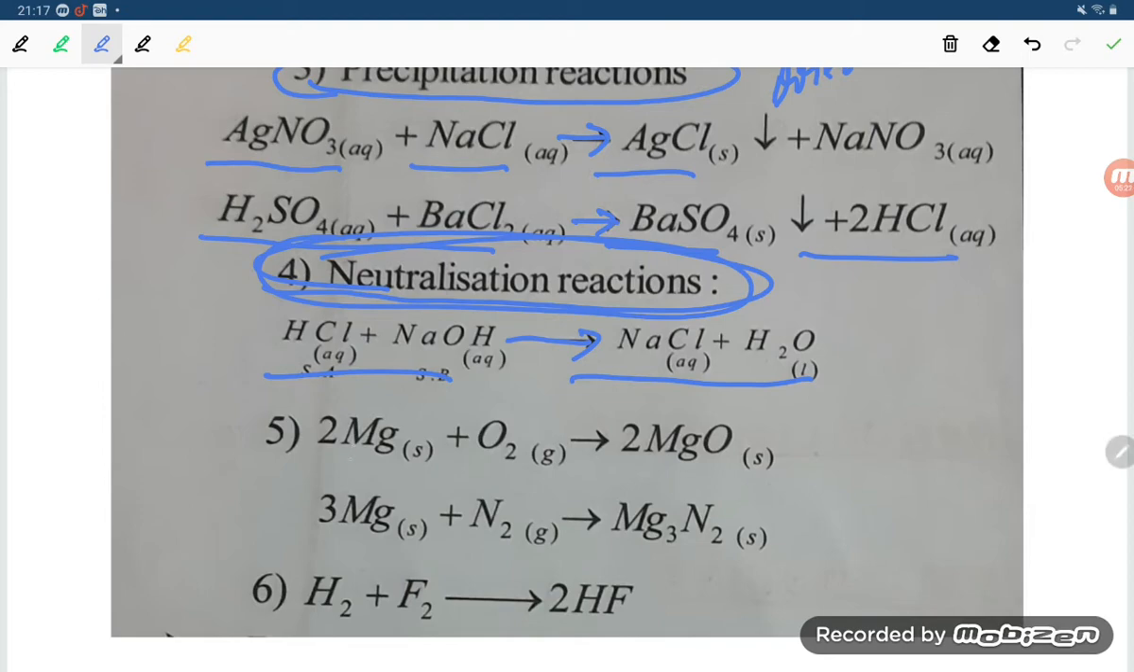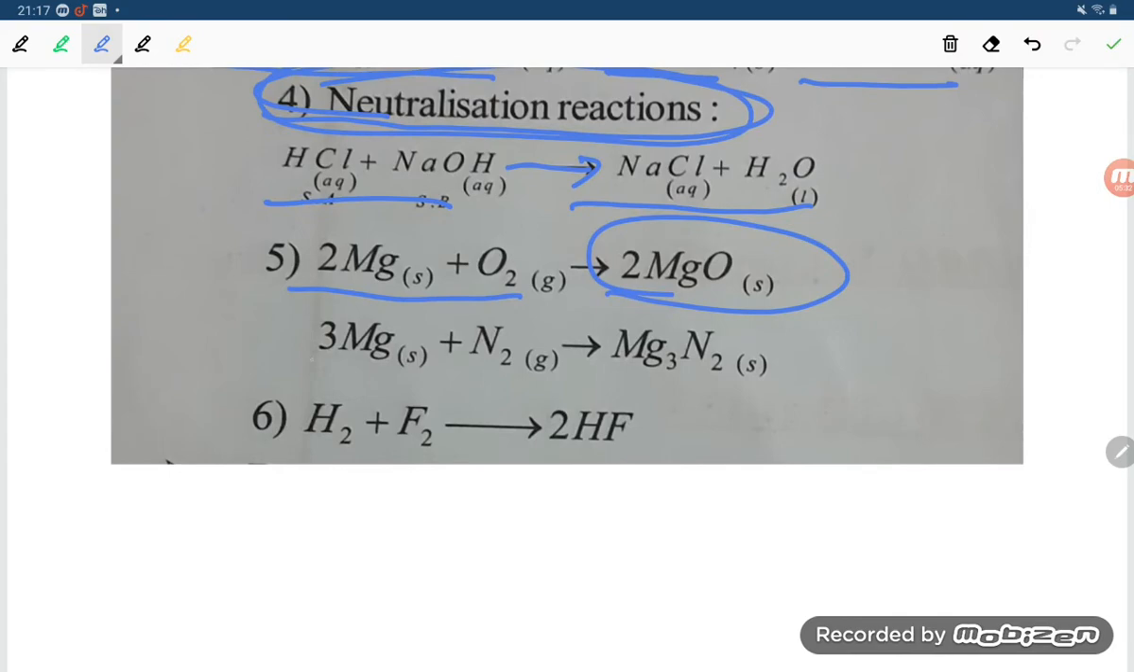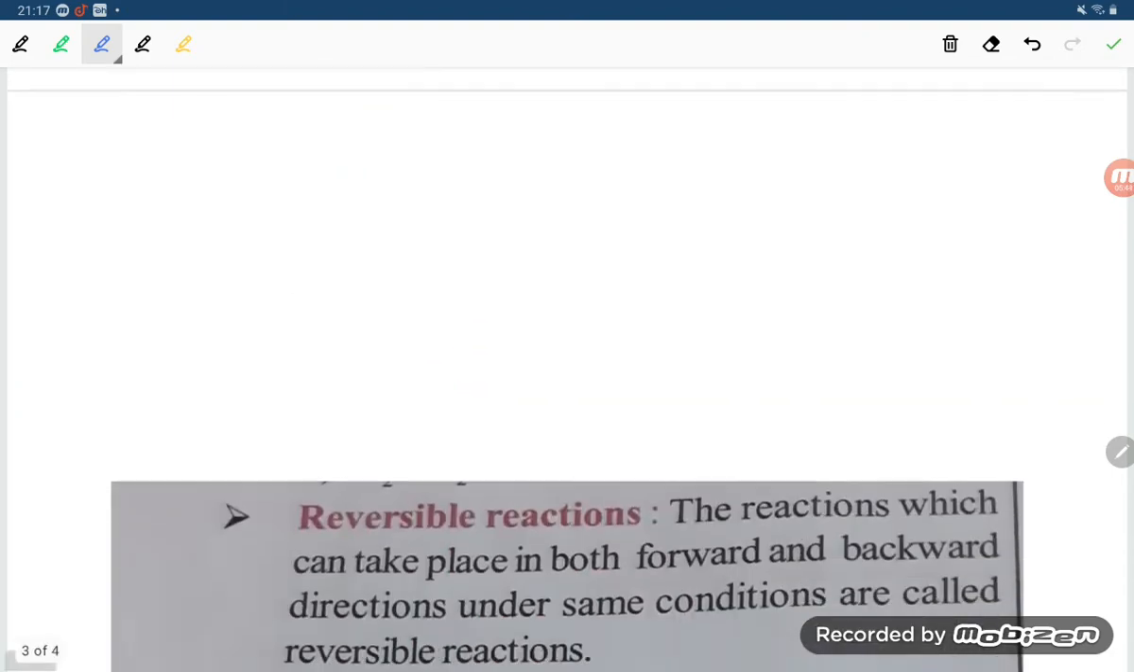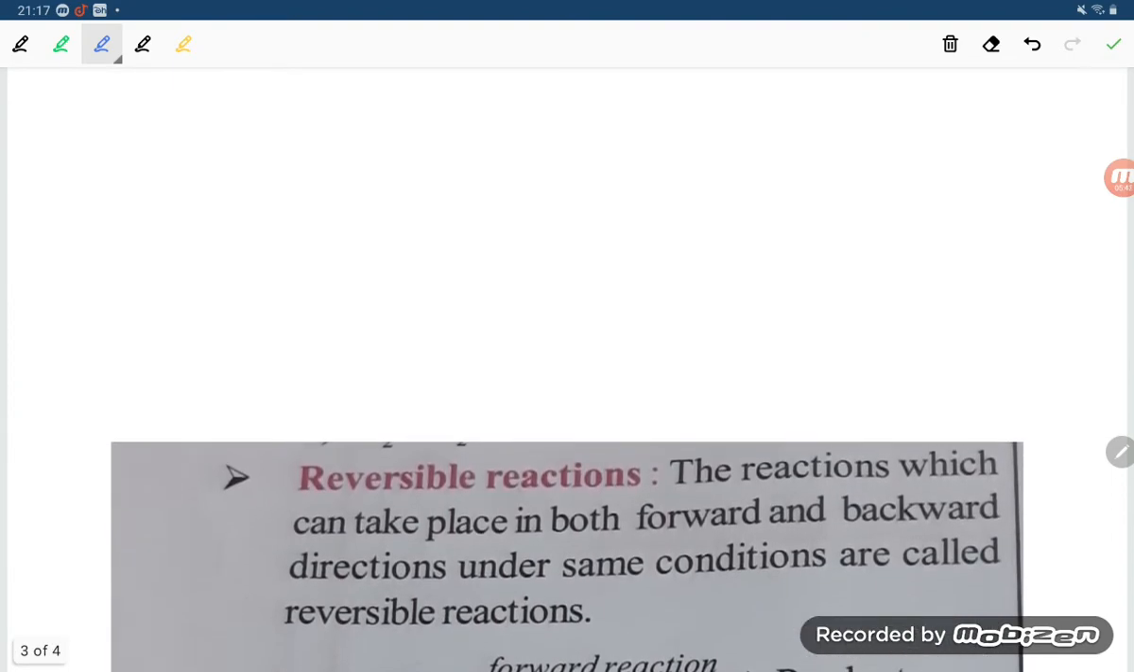Next one, burning, the formation of a metal oxide, like magnesium and oxygen reacting to give magnesium oxide. It will not revert to form magnesium and oxygen. Similarly, magnesium nitride will also not revert to form magnesium and nitrogen. Hydrogen and fluorine form hydrofluoric acid, which does not revert to form H2 and F2. So these were the examples of the irreversible.